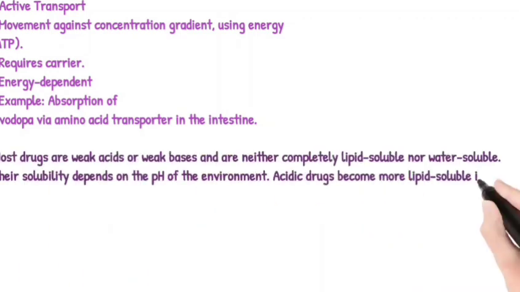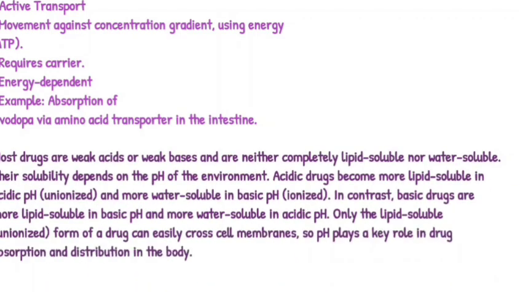Most drugs are weak acids or weak bases and are neither completely lipid-soluble nor water-soluble. Their solubility depends on the pH of the environment. Acidic drugs become more lipid-soluble in acidic pH, unionized, and more water-soluble in basic pH, ionized. In contrast, basic drugs are more lipid-soluble in basic pH and more water-soluble in acidic pH. Only the lipid-soluble, unionized form of a drug can easily cross cell membranes, so pH plays a key role in drug absorption and distribution in the body.